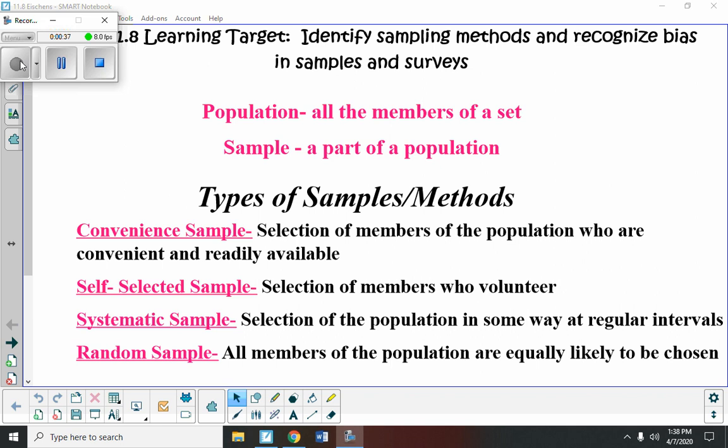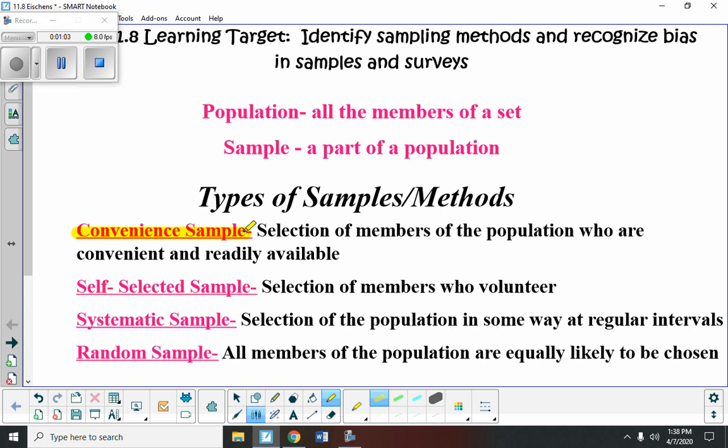You can do a convenience sample, which is a selection of members of the population who are convenient and readily available. So if I was standing here teaching and my class was full of students, a convenience sample would be if I just said, okay, I want a sample for how the student body is feeling. So you guys, let me ask you this question to get your opinion on something. So that would be convenient because you're all right here.